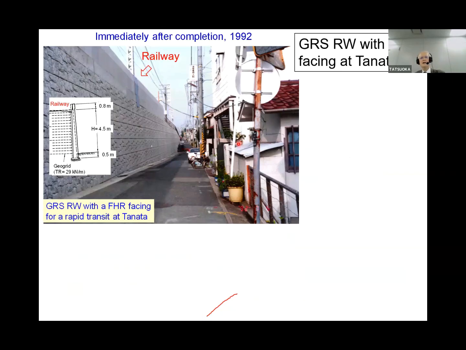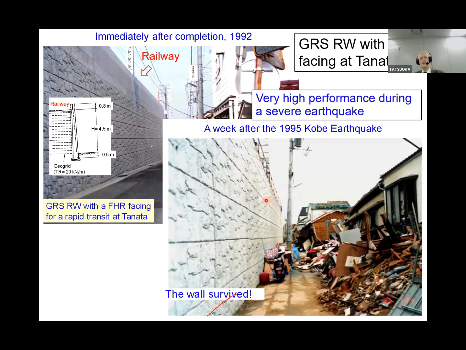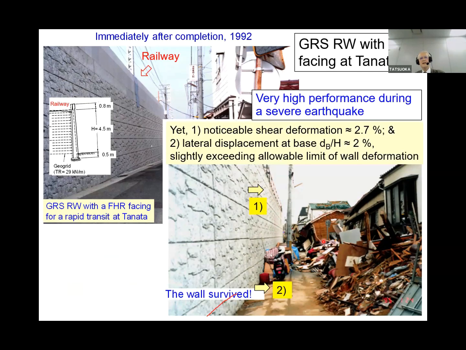So this is a picture of a GRS wall with full height facing at Tanata. I took this picture in 1992. I took this picture in 1995, a week after the 1995 Kobe earthquake. You can see a collapse of the Japanese house. The wall survived. Yet we had a noticeable shear deformation of about 2.7%, and second, lateral displacements at the base of about 2%. This slightly exceeded the allowable limit of deformation.